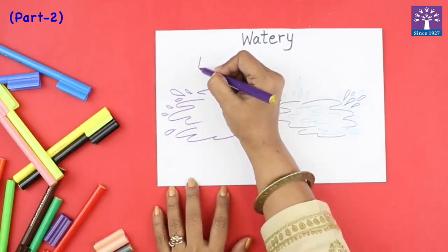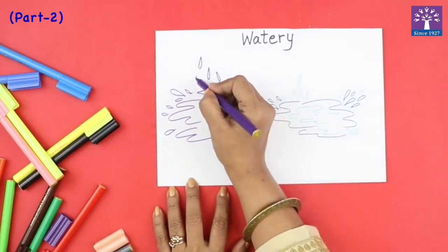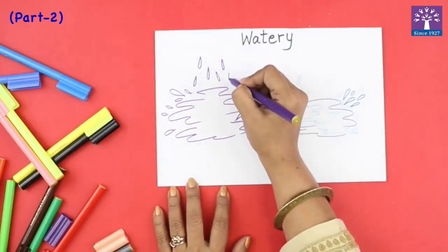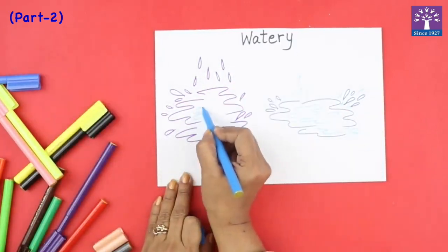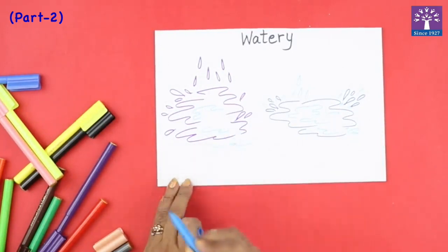And if you are showing the drops pointing upwards, then it looks like it is raining. You can use another color to give this watery texture.